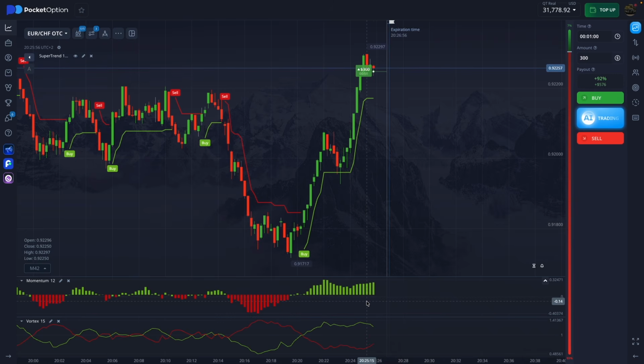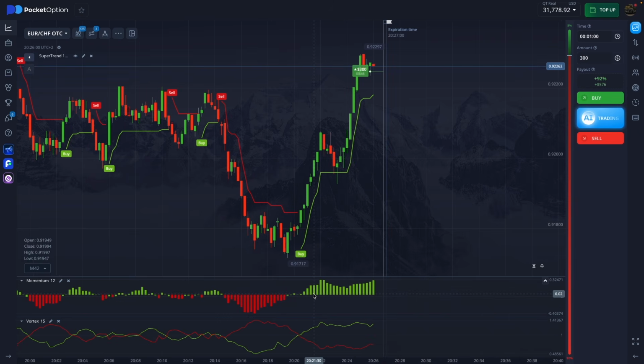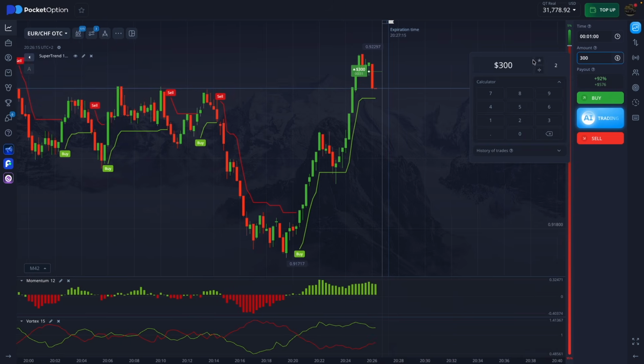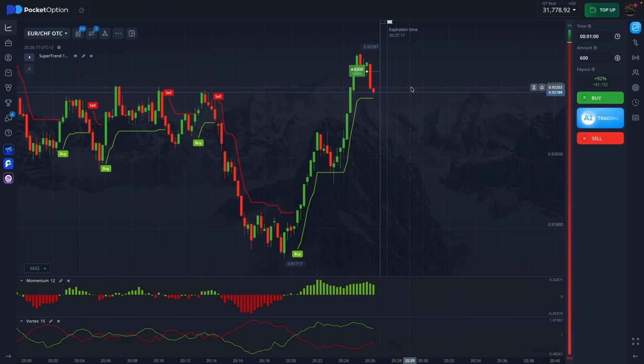According to the other 2 indicators, I see that on the momentum indicator, there is a huge number of consecutive green bars, and currently, the buyers on this chart are much stronger than the sellers. That is, we see that the green line is much higher than the red one. Well, let's see how this trade closes. Again, if it closes at a loss, then I can enter a doubled amount here and open the next trade for $600.